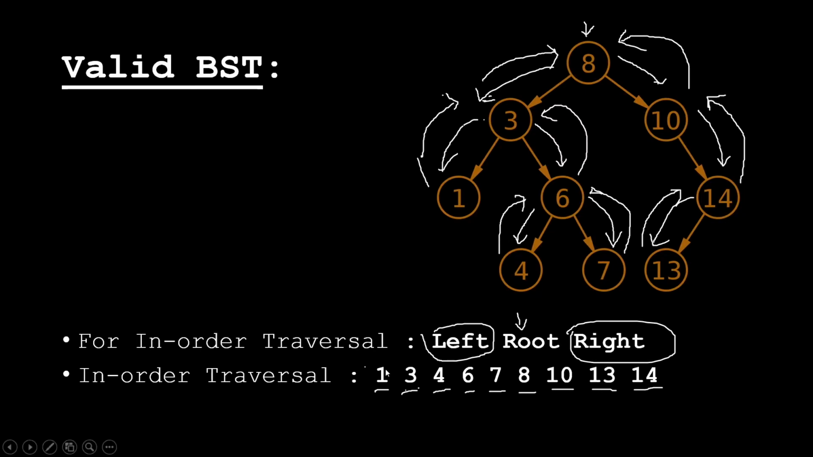And you can clearly observe here, if you perform an in-order traversal in a binary search tree, everything will be in ascending order. See, 1, 3, 4, 6, 7, 8, 10, 13, 14. Everything will be in ascending order, only if it is a valid binary search tree. If at all it is not valid, then they'll not be in ascending order.